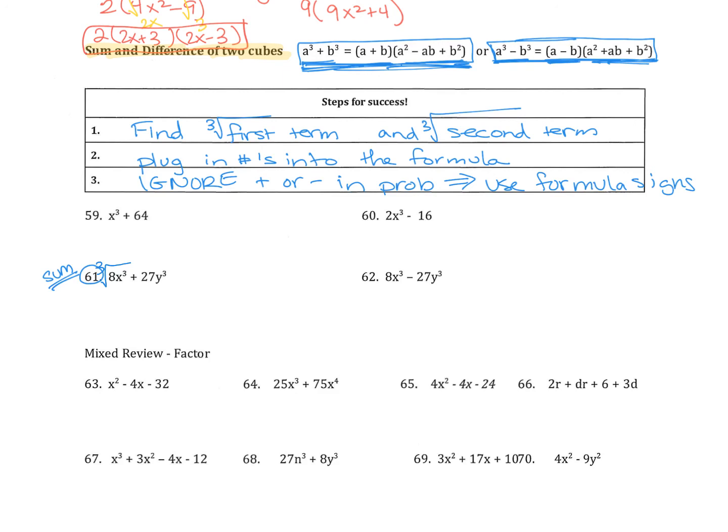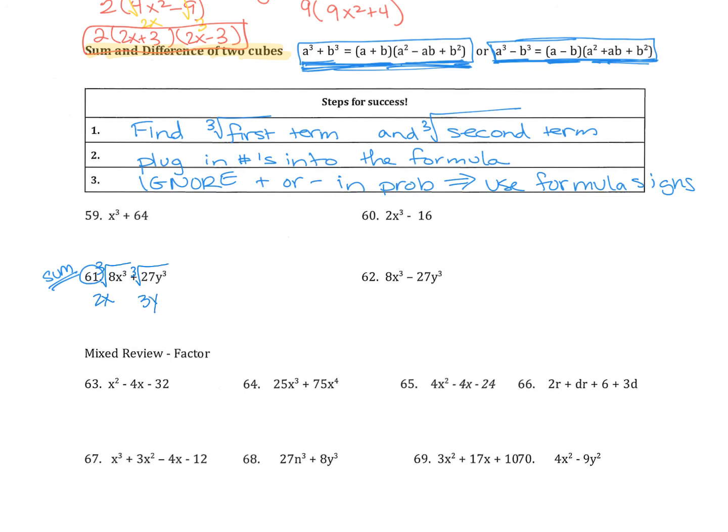The cubed root of 8 is 2. 2 times 2 times 2 is 8. And the cubed root of x cubed is just x. The cubed root and the exponent of 3 cancel each other out. So now let's do the cubed root of my second term. The cubed root of 27 is 3. 3 times 3 times 3 is 27. And the cubed root of y cubed, the exponent and the cubed root cancel, and I just get y.